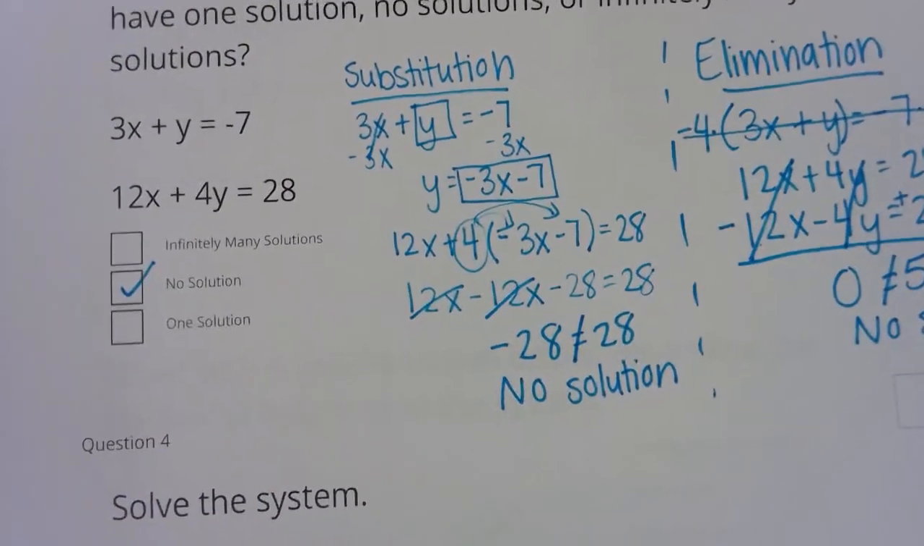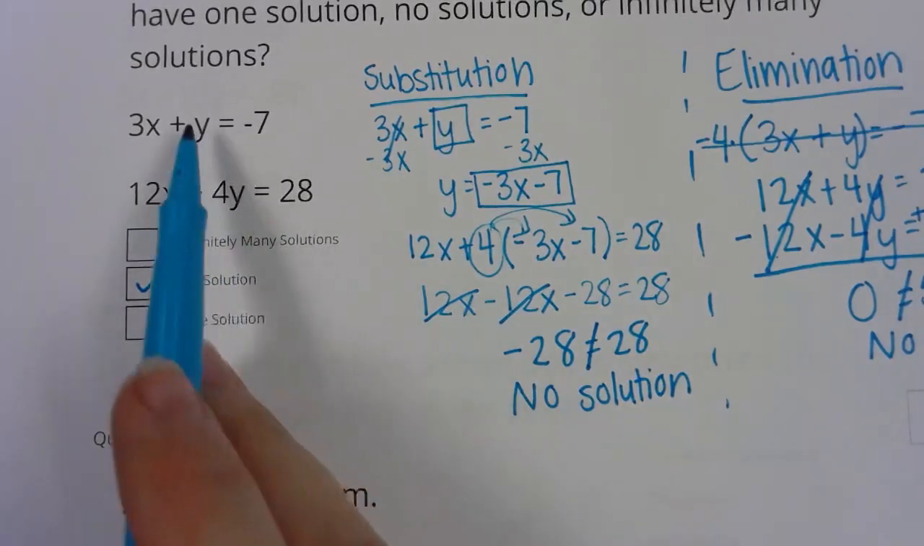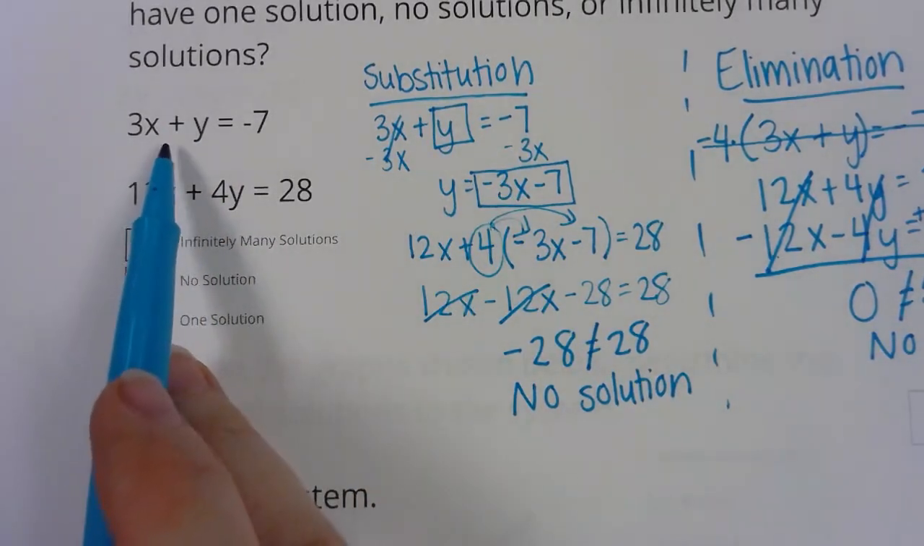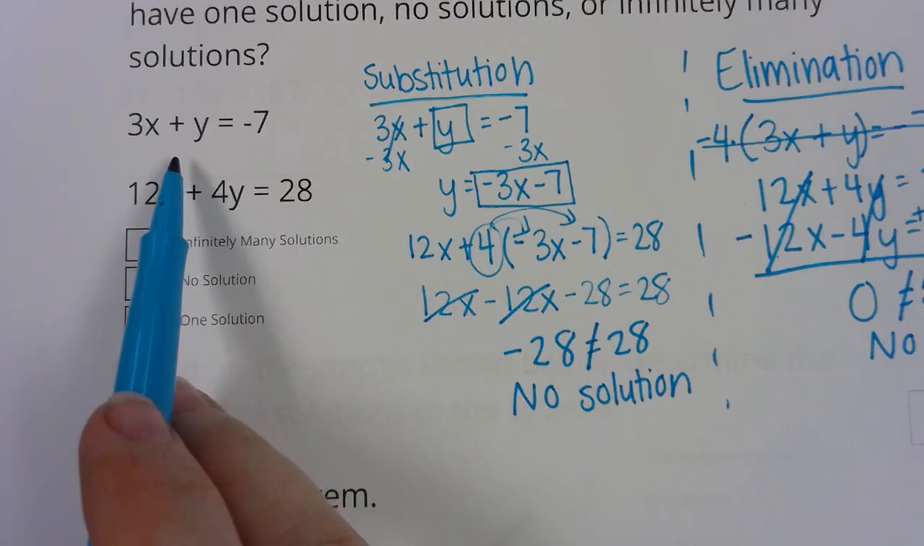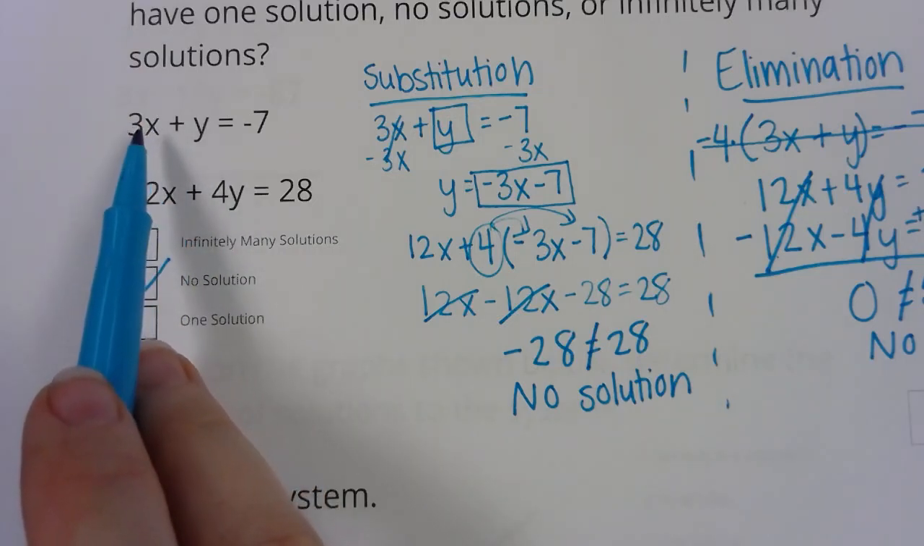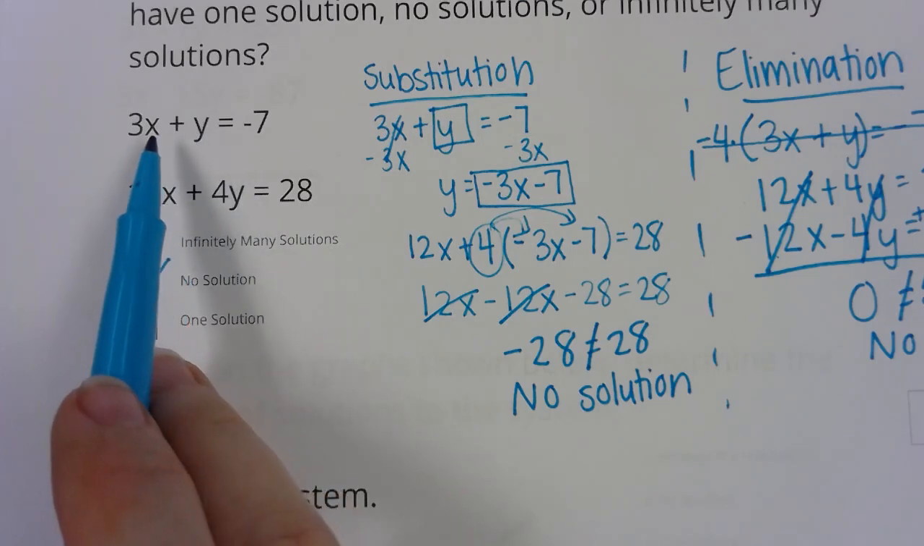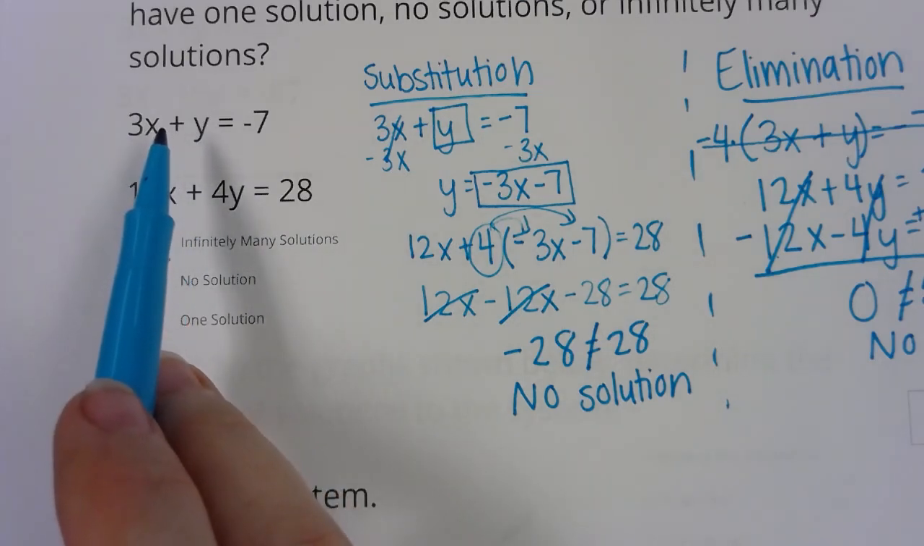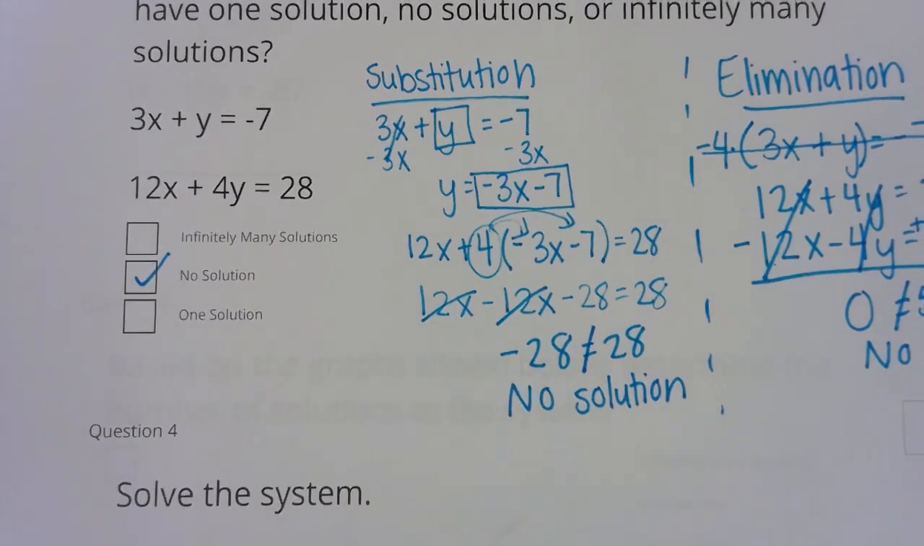So another way, the final way, would be to solve both of these for y, and when you do, you will find that they both have a slope of negative 3. So remember, if they have the same slope but different y-intercept, that would mean that they are parallel lines, so they will never cross and they have no solution.